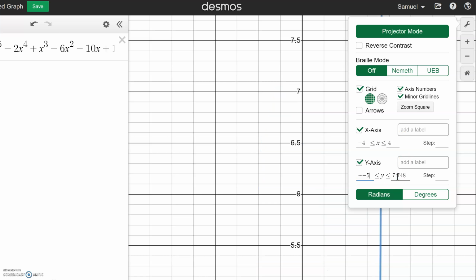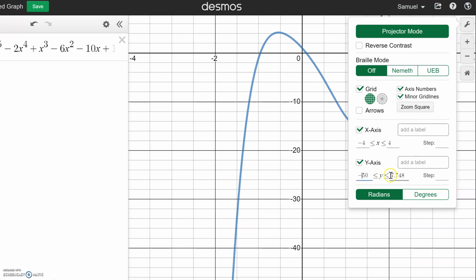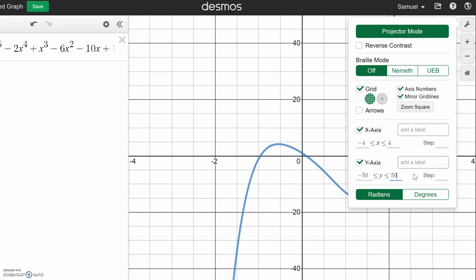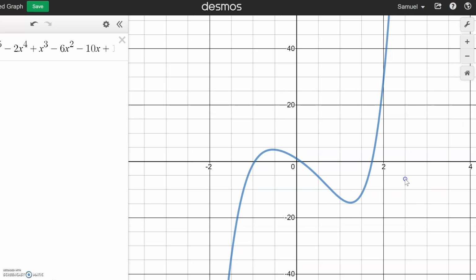Let's make it like, not negative 50, that won't work. -50 to say +50. Sort of guessing there. And now I can see a little better, like, oh, it's rising to the right and falling to the left. I can see it a little bit better.